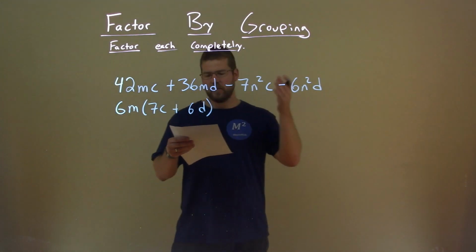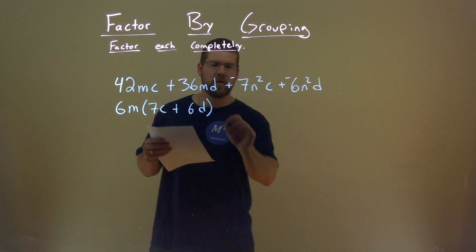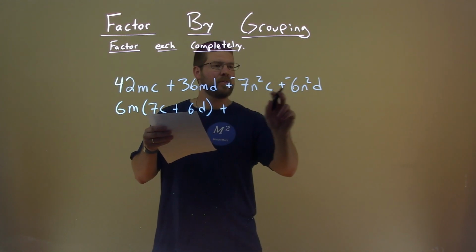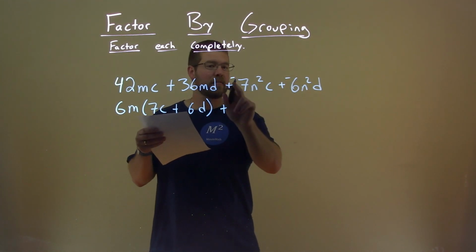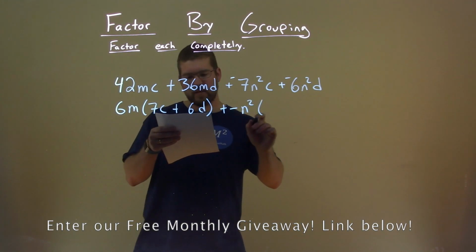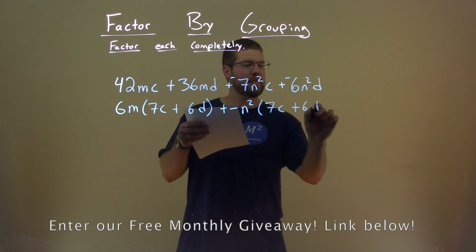We're going to do the same thing with the second two numbers. I like, again, to write this as plus and minus. What do we see? Well, an n squared is in both of these numbers. So if I pull out a negative, to kind of get rid of the negative, negative n squared, I'm left with a 7c plus 6d.